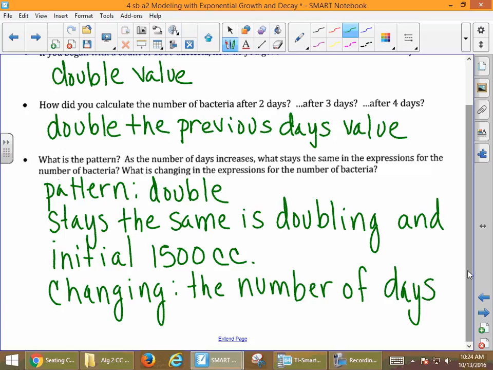That's what's changing. So once we identify those facts, we can come up with a function to write out what we've been working with here for our bacteria.